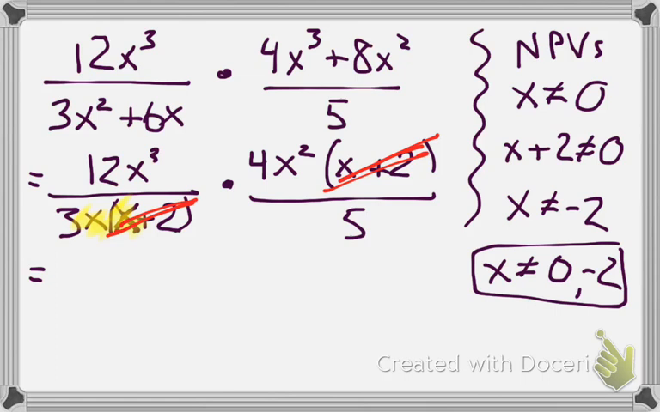So 12 times 4 gives me 48. And then x cubed times x squared gives me x to the power of 5. And then I have 3x times 5, so that gives me 15x. That's one of the nice things. When we talk about BEDMAS, we know that multiplication and division are interchangeable. We can do them in either order.